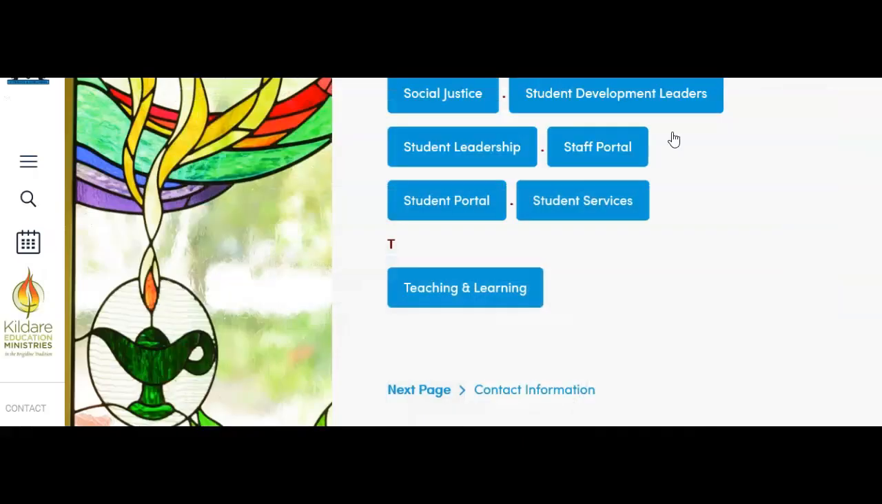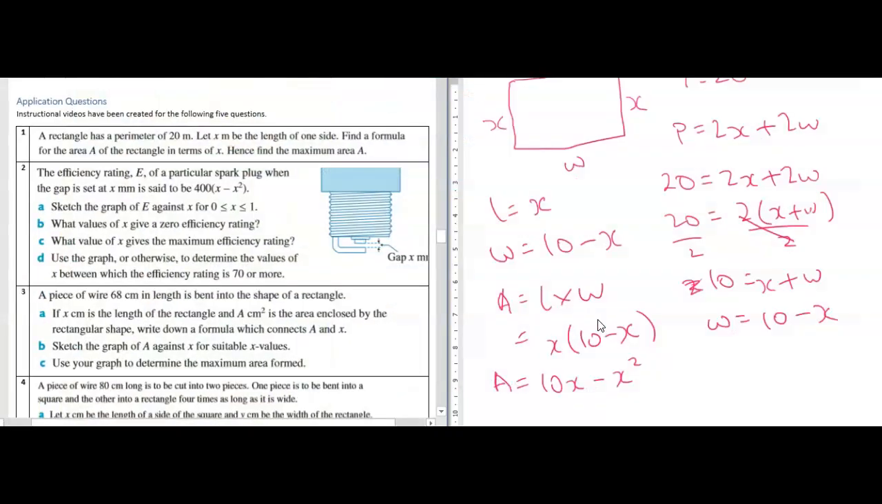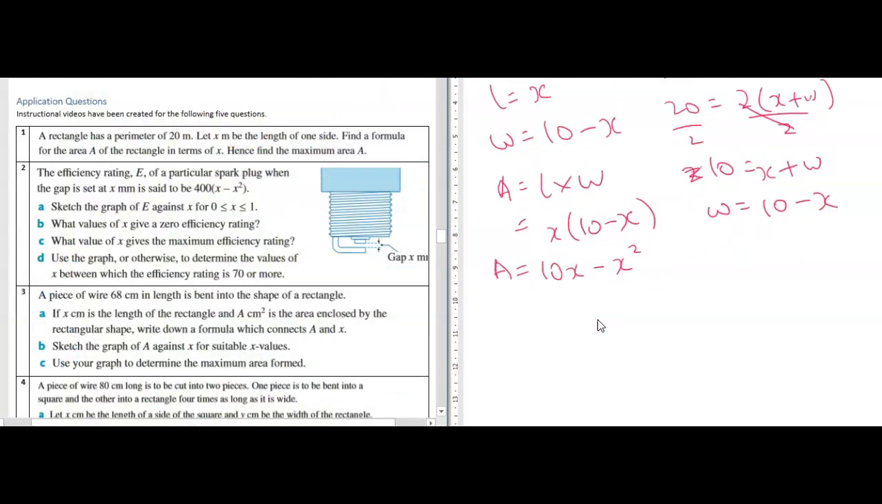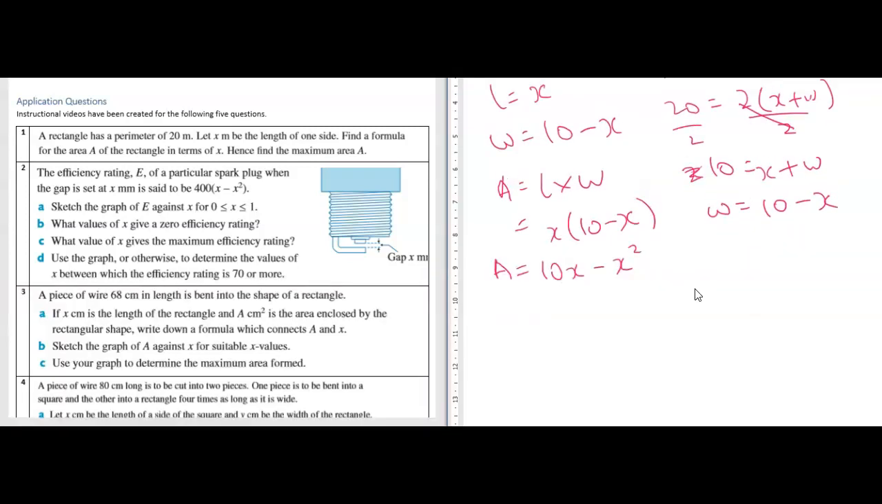So if I just, oops, sorry. Let's just go back here. So when x equals 5, oops, my pen doesn't want to work. Come on, pen.